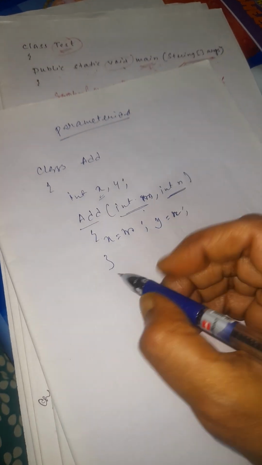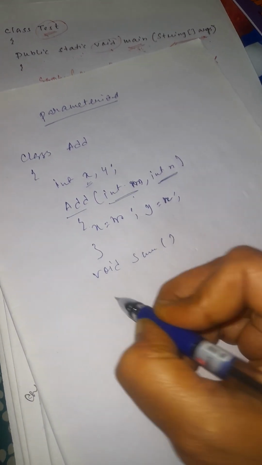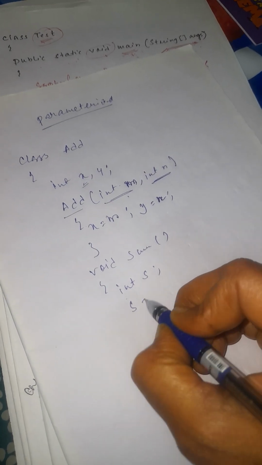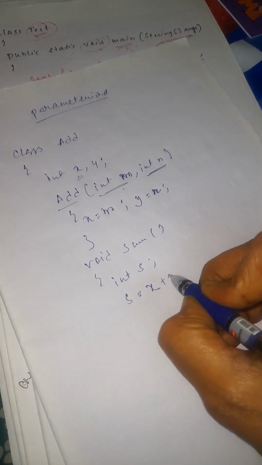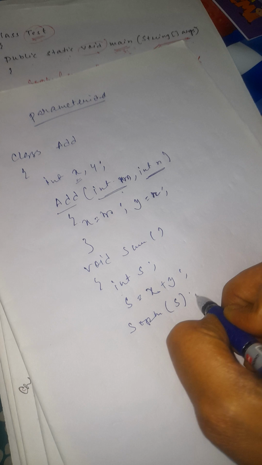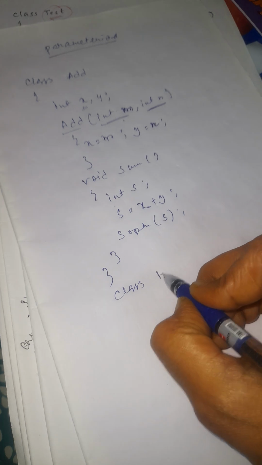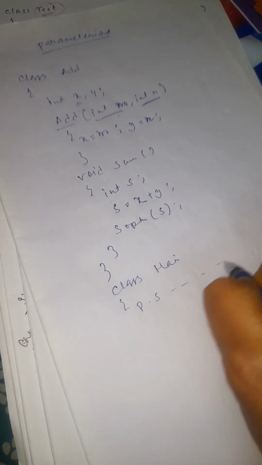Clear? Maybe now I have one function, void sum, with int s. That one is a local variable, so the local variable also will be initialized. Now s = x + y, then System.out.println s. Close void sum, close class Add. Now I declare one more class, main. Here I use my main function.